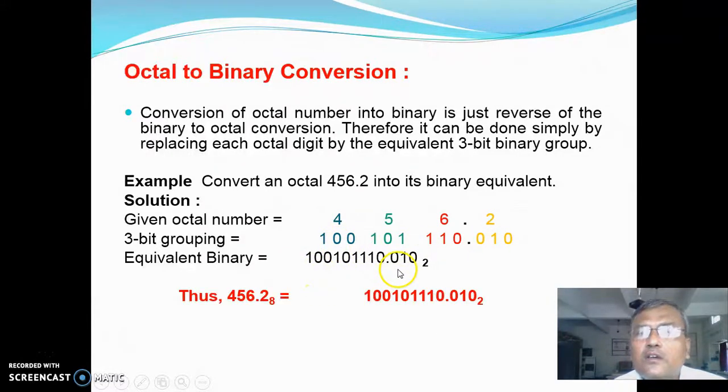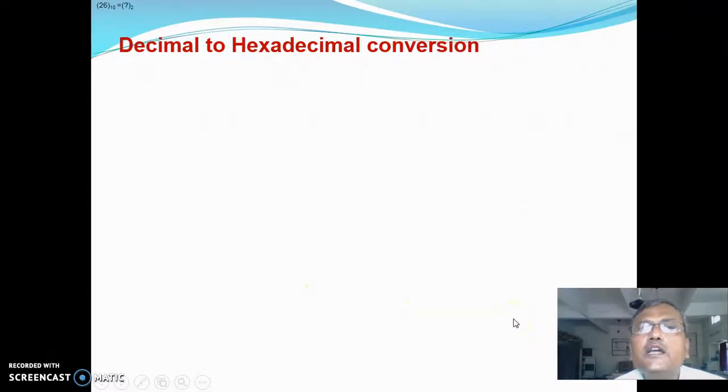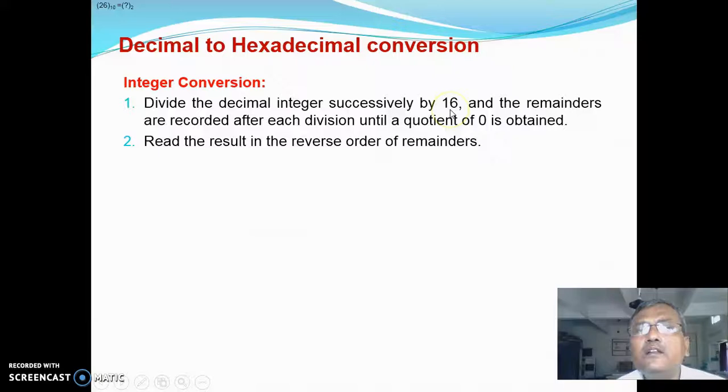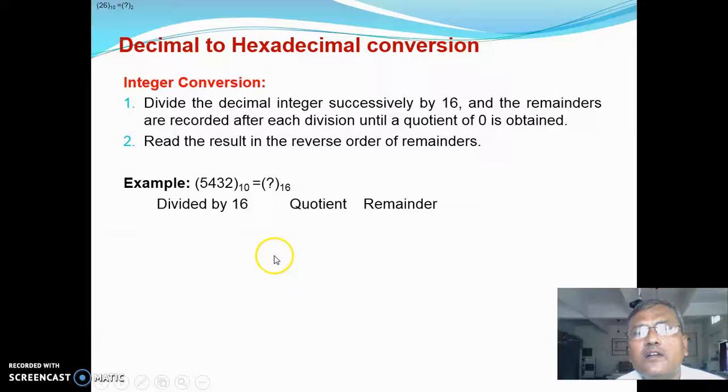Okay. Then we consider decimal to hexadecimal. The base of the hexadecimal number system is 16 here. So we divide the integer decimal number by 16, and record the remainders here and connect them in reverse order. For example, we take the number 5432 to the base 10. What is it to the base 16? We divide 5432 by 16.